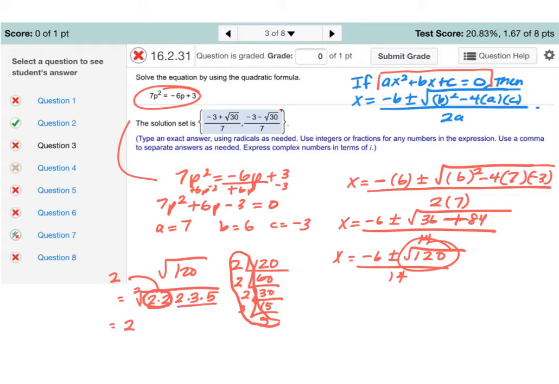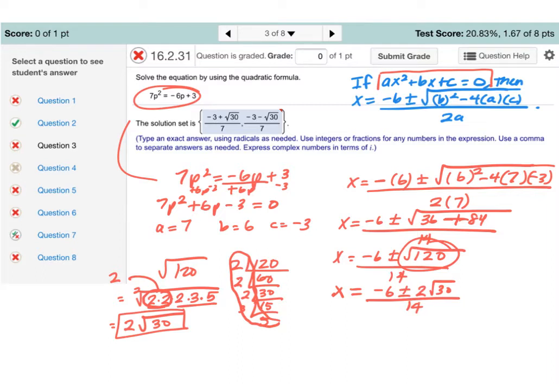And then I have one factor of 2, one factor of 3, and one factor of 5. So that won't simplify, so we'll keep those together and multiply those back out. 2 times 3 is 6, 6 times 5 is 30. So the square root of 120 is equivalent to 2 square root of 30. We'll come back here and we have x equals negative 6 plus or minus 2 square root of 30 all over 14.